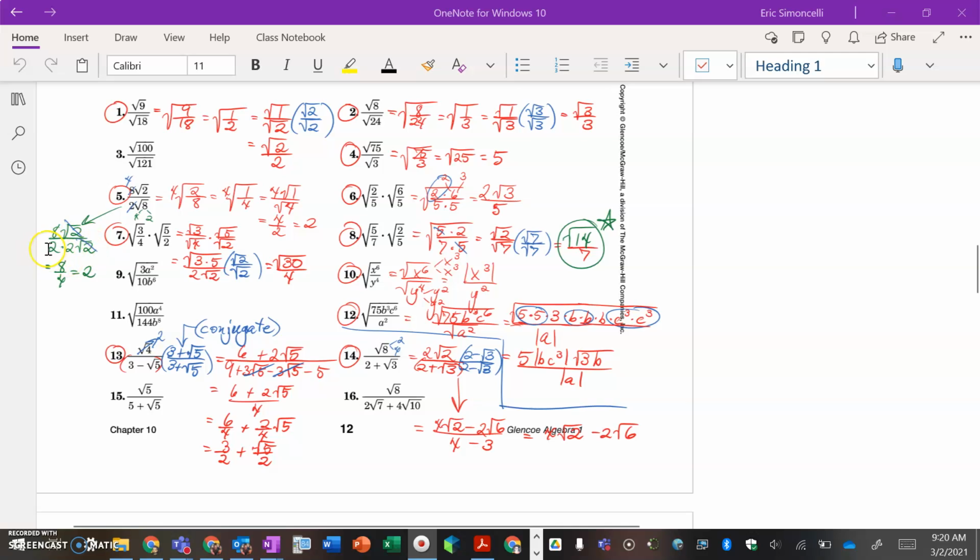This 2 is still there technically, which I didn't multiply yet. But these are obviously the same. Therefore, when they divide out, you're left with 8 over 2 times 2, or 8 over 4, which again is just 2. So the answer is 2 no matter what.